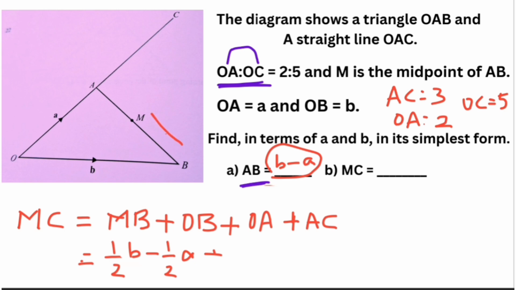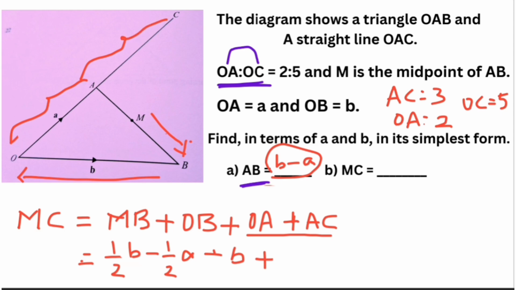We did M to B. Now we have to go B to O. That means we are going in reverse direction, so we have to take negative B. Now observe here, OA plus AC. So this is OA and this is AC. So OA plus AC is nothing but OC, isn't it? So simply we can find OC.